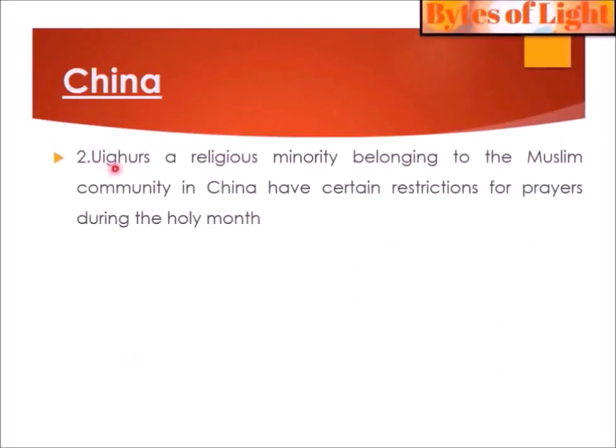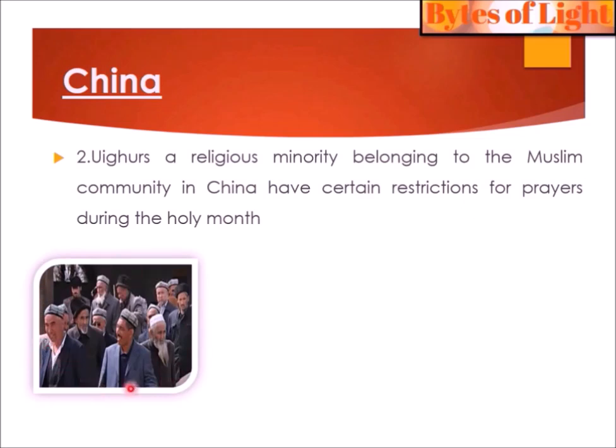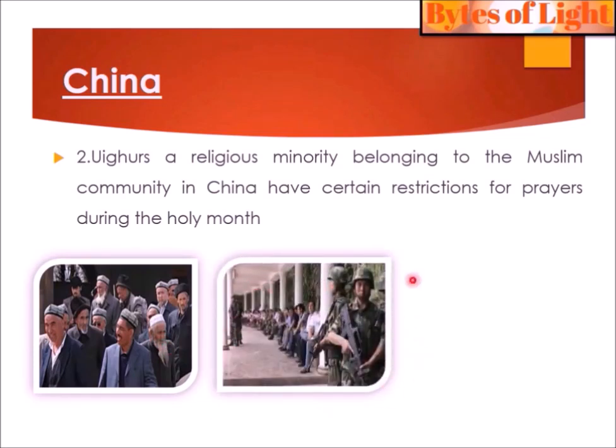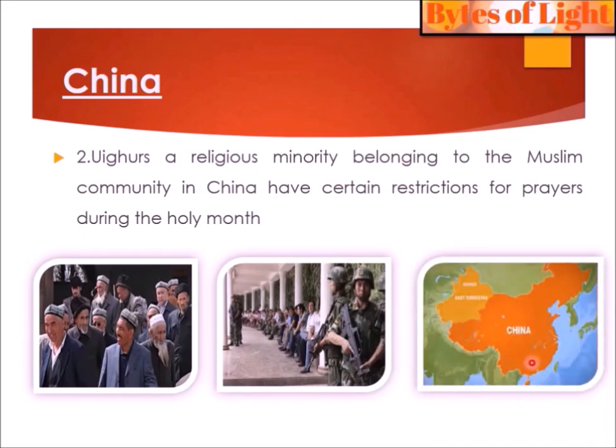Coming to the next point, that is in China. Uyghurs is a religious minority belonging to the Muslim community in China. They have certain restrictions for prayers during the holy month. These are the images of Uyghurs. You can see this is Uyghur camp guarded by Chinese army. This is the area of Uyghurs. You can see this is China and this is the area of Uyghur, which is also sharing borders with the Kashmir region of India. So in China, Uyghurs have certain restrictions for prayers during the holy month. So that is about China and the practice of religion.